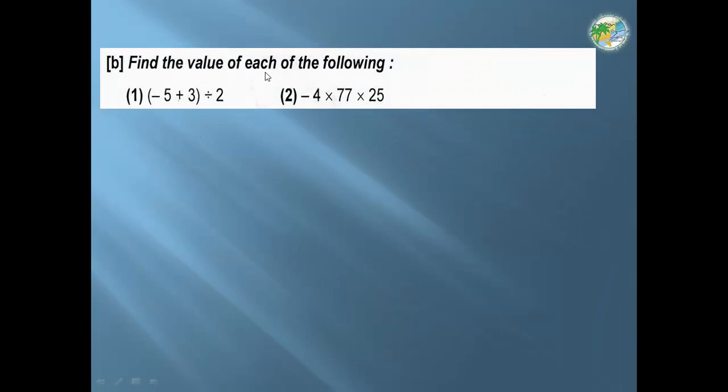Find the value of each of the following. Number 1: negative 5 plus 3 divide 2. Number 2: negative 4 times 7 times 25. Before we start answering number 1, take care, Primary 6, we should answer اللي هو number اللي inside the bracket الأول. Negative 5 plus 2 equal what? Negative, this is plus with different sign. يبقى we subtract and we take the sign of the greatest number. Equal what?